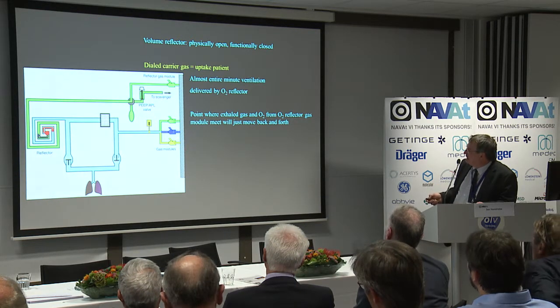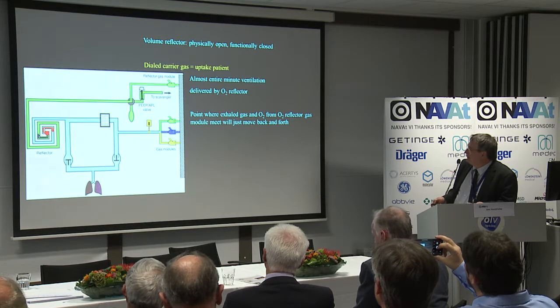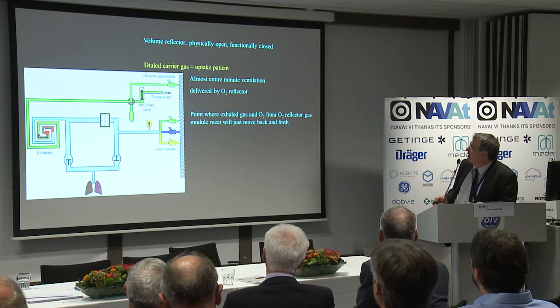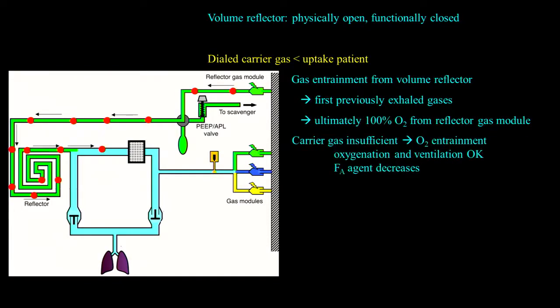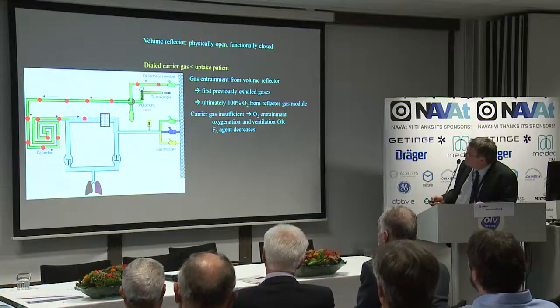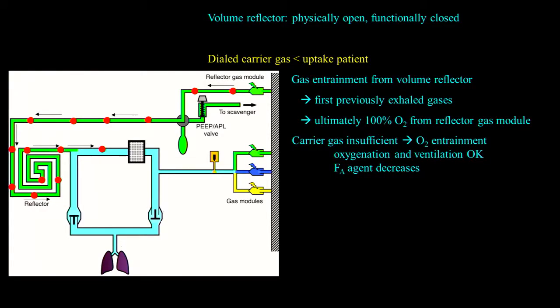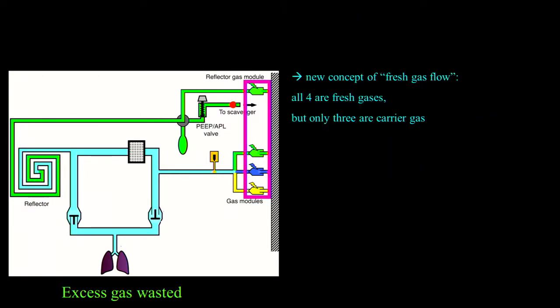If the dialed carrier gas exactly matches the uptake by the patient, then this point here where the oxygen meets the exhaled gas will just move back and forth. And then it becomes a physically open, functionally closed system. Finally, if I would switch off the fresh gas flow, or if the dialed carrier gas flow would be lower than the uptake by the patient, oxygen would come from here and would gradually, so the first thing that would happen is exhaled gas would be progressively consumed until you actually get oxygen into the system. Again, here you want to watch the end-tidal agent concentration because it will decrease, but oxygenation and ventilation should be okay, providing the leak, if there would be a leak, is not too large.